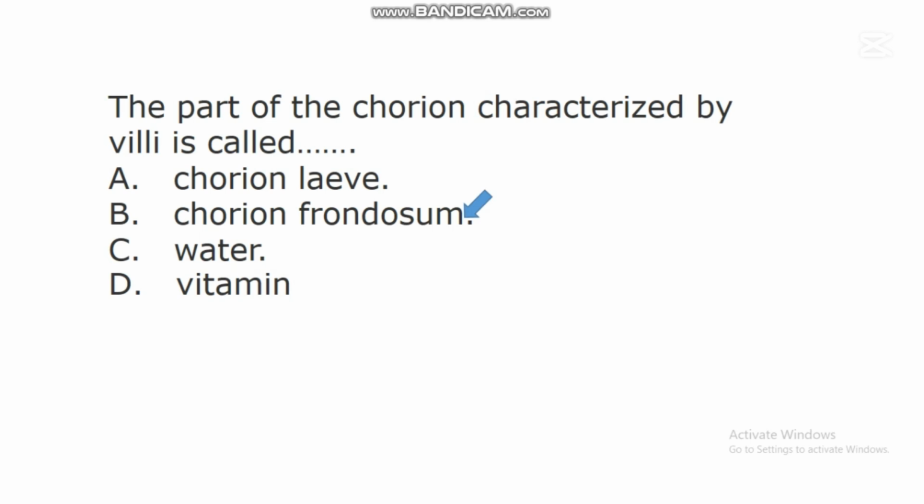Studies have shown that this part of chorion, known as chorion frondosum, contains a lot of villi in it, and these villi play a great role in ensuring that nutrients are supplied to the developing embryo, and the villi also ensure that waste materials from the embryo are removed.